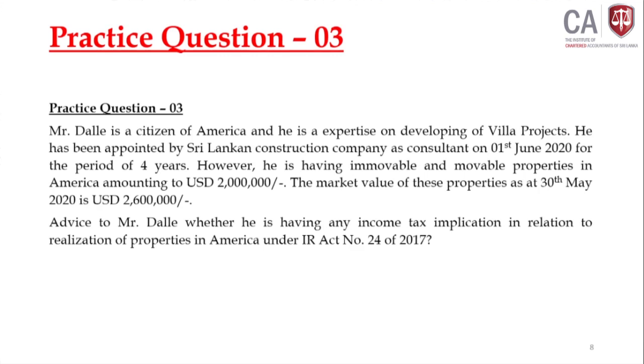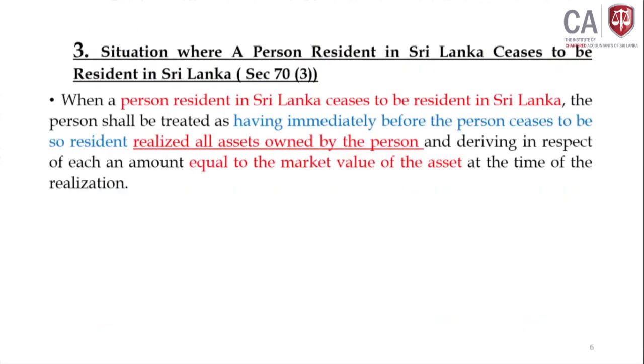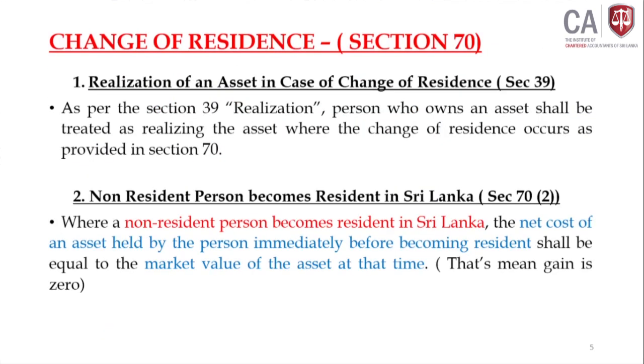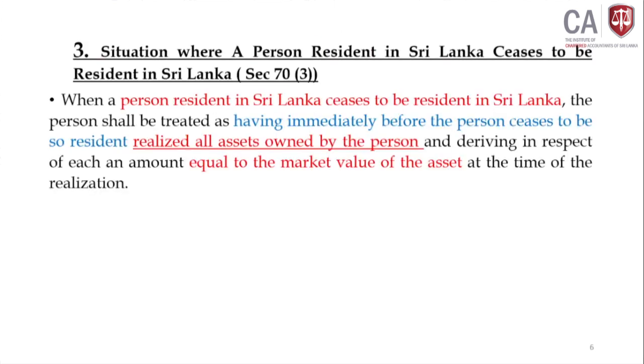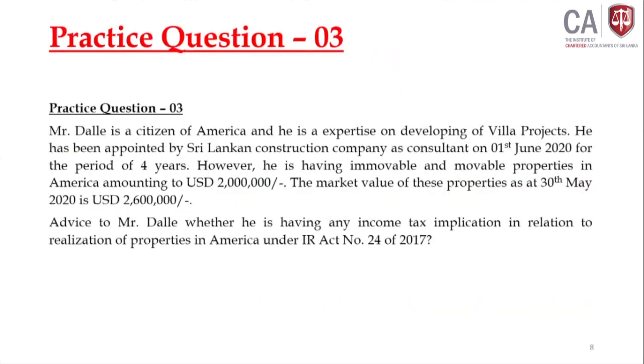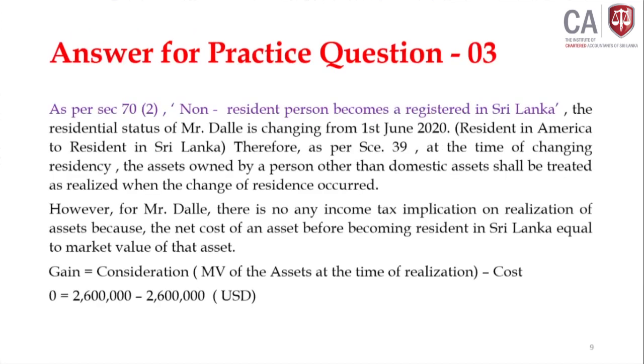Now, if we go to the provision again, it states that the net cost of an asset held by the person immediately before becoming resident shall be equal to, not minus, the market value of the asset at that time. Then, Lamai, this is really easy. The market value equals the net cost of the asset, so the gain is 0. Okay, we will come to the answer. Answer for practice question 3.